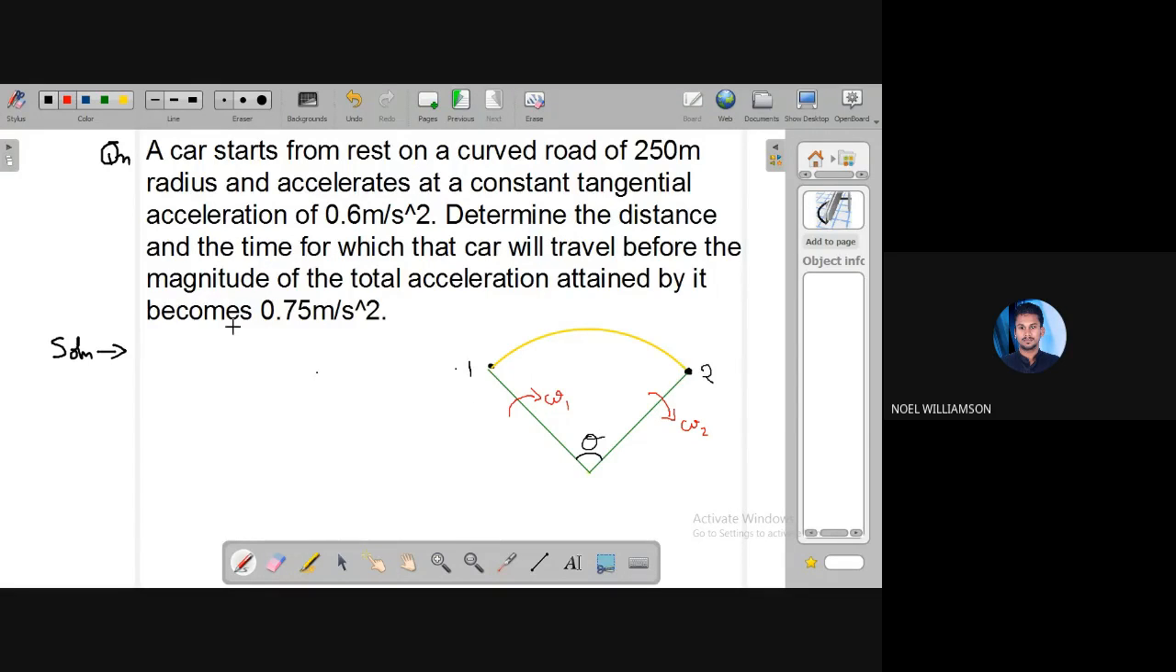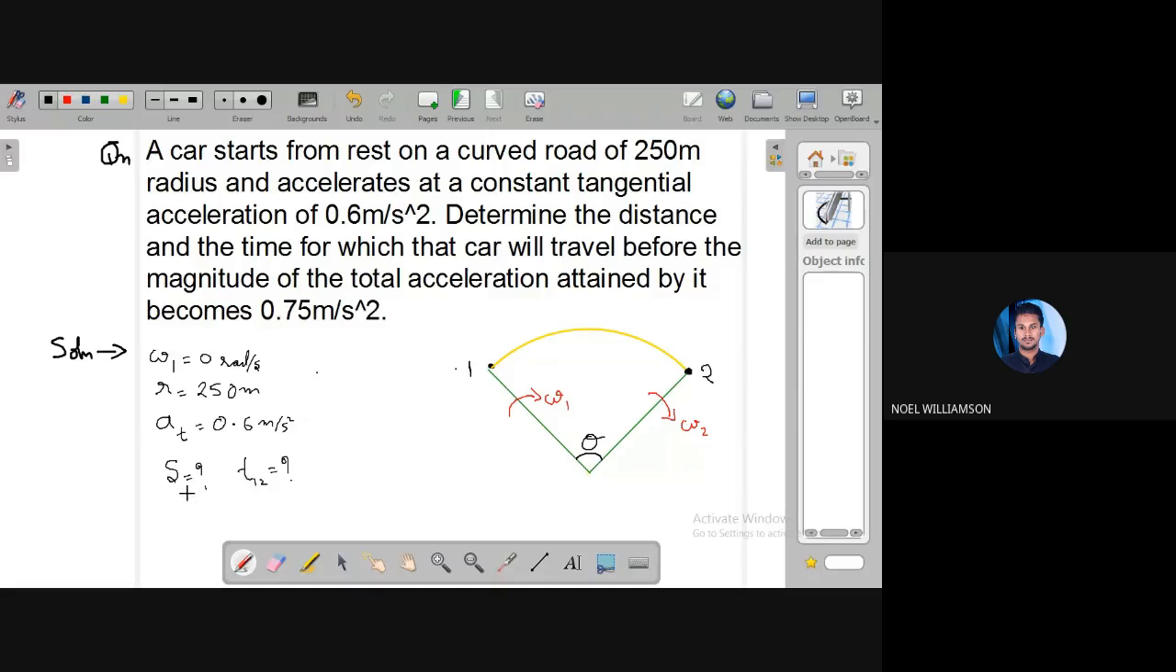What all things are given? The car starts from rest, so you can write omega 1 equal to 0 radian per second. Then the radius is given as r equal to 250 meters and it accelerates with a constant tangential acceleration, that is at is given as 0.6 meter per second square. And you have to find the value of the distance s and also the time t12.